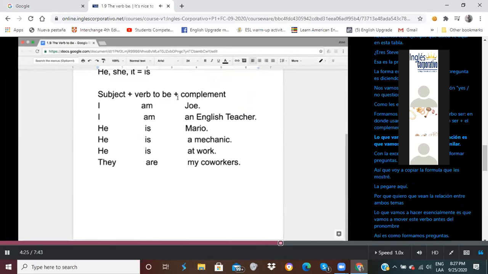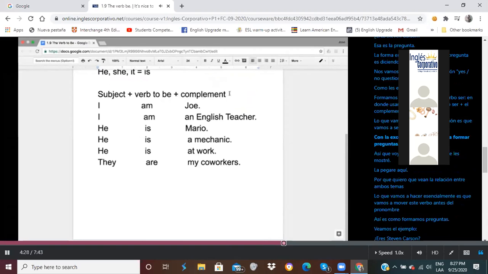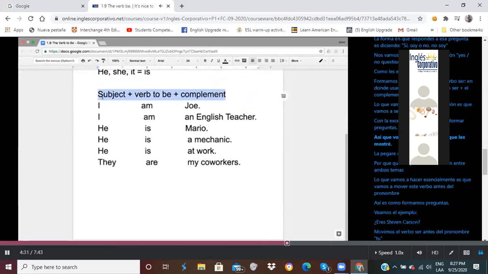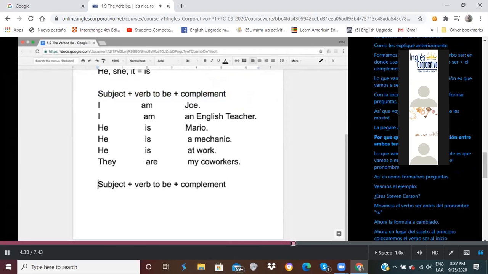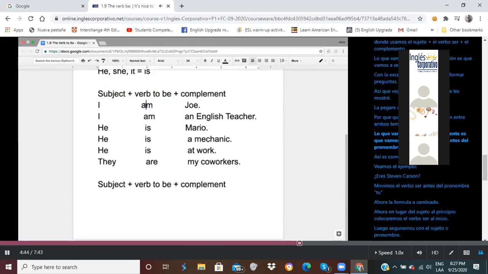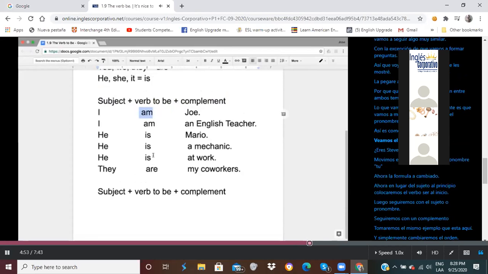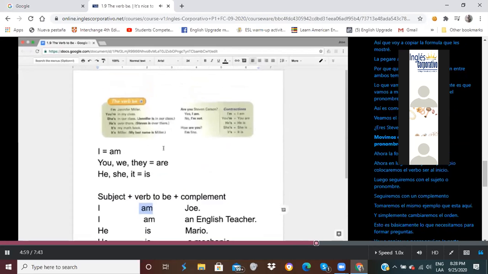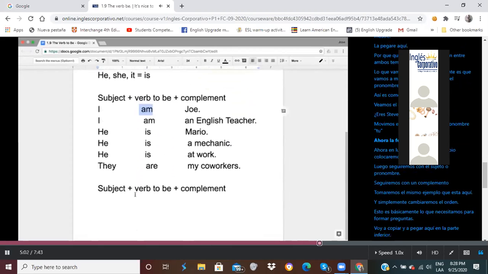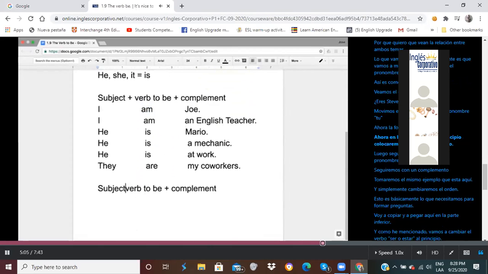What we're going to do next is follow something very similar, with the exception that we're going to form questions. So I'm going to copy this formula that I showed you, and I'm going to paste it here, because I want you to see the relation between the two. What we're going to do essentially is move this verb to be before the pronoun. Okay, so we're going to move this verb to be before the pronoun, and that's how you form questions. So look at the example. Are you Steven Carson? We move the verb to be before the pronoun you. Okay, so our formula needs to change. Now, instead of the subject at the beginning, we're going to say that that's the verb to be at the beginning.